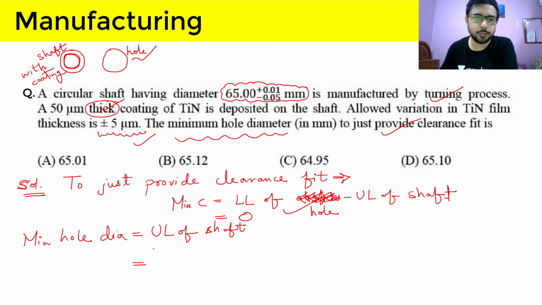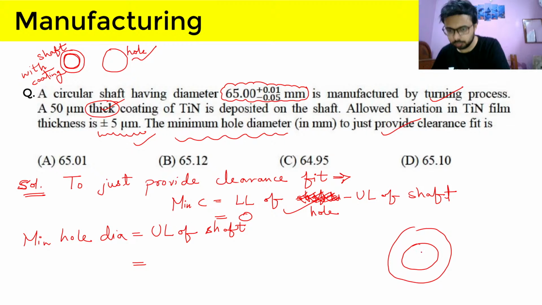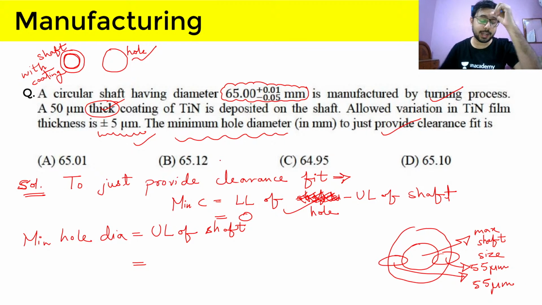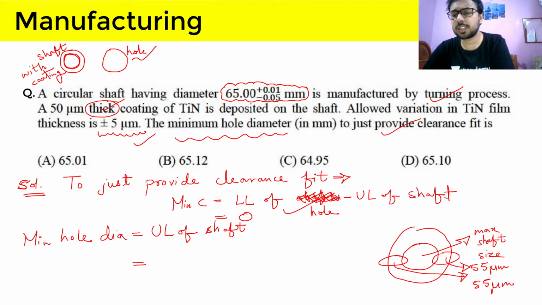So upper limit of shaft will be, since we have this shaft, upper limit will be maximum shaft size, and we have to also add the coatings value, which is the maximum one. So maximum coating size will be 55 micrometers on both the sides, because the term that I highlighted at the start of this question is thick. So this is the thickness. Therefore, if we are finding the diameter of the maximum shaft size, then we will be adding the coating value thickness on both the sides, because thickness works like that.